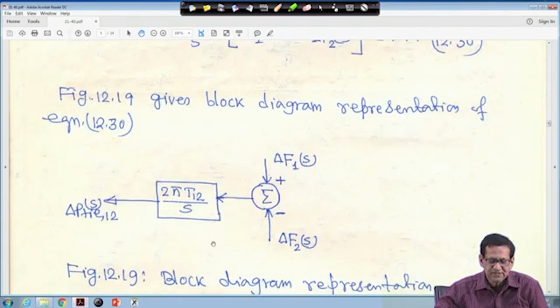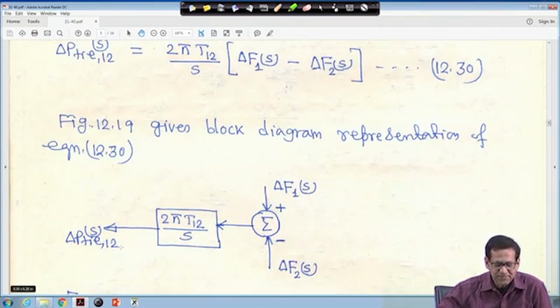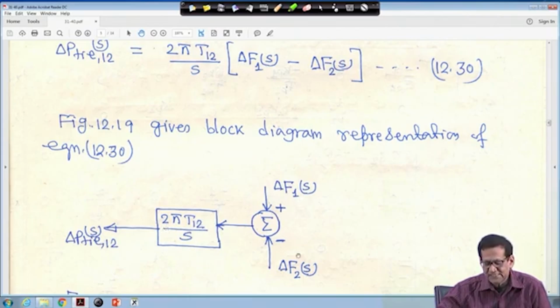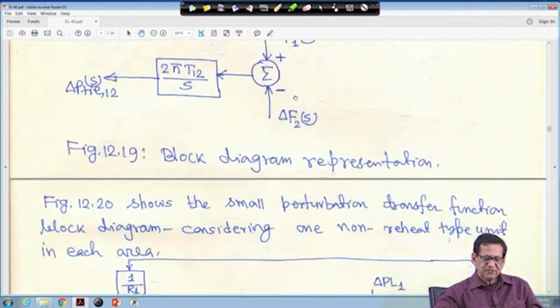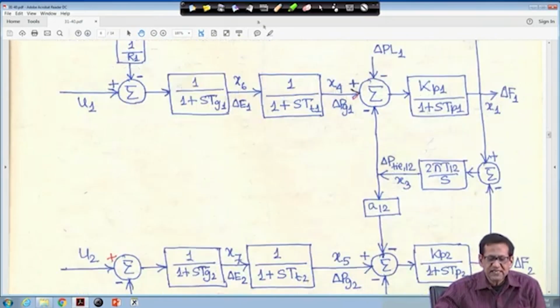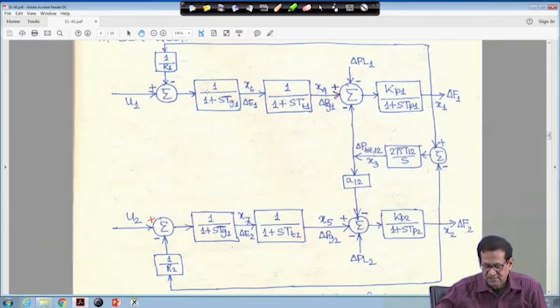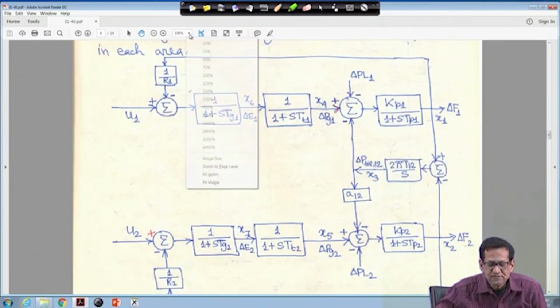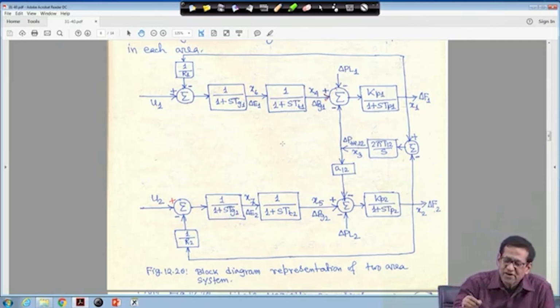Therefore, from equation 30, this is the block diagram: delta P tie 1-2(s) is equal to 2 pi T12 upon s into delta f1(s) minus delta f2(s). Therefore, the complete block diagram of the two area system is like this. Let me just reduce it, just hold on. So, this is the block diagram for the two area interconnected power system.